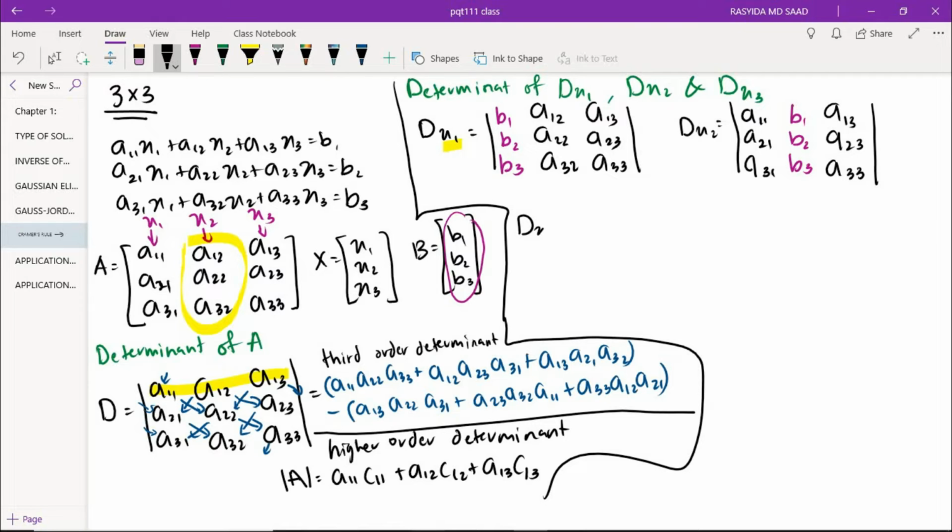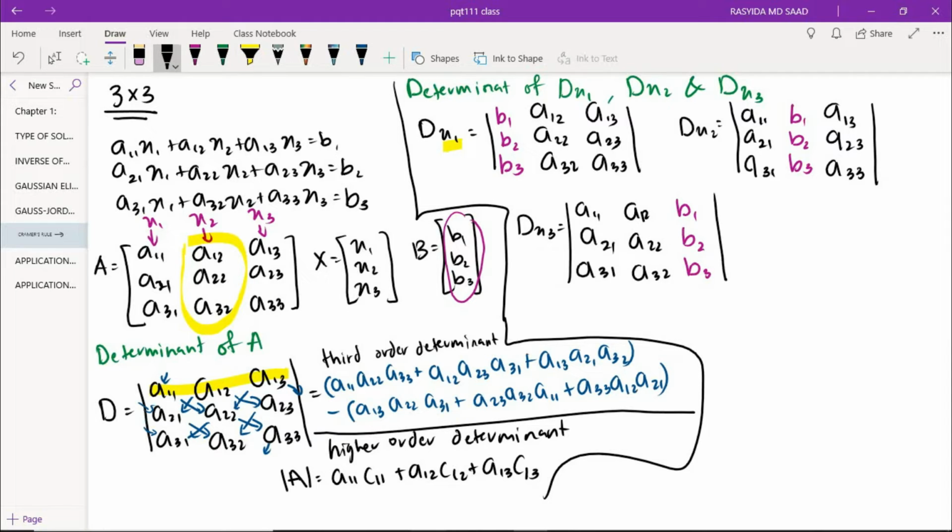And how about x3? The first column is still the same, because now we want to find x3, so we need to substitute matrix B into the third column. The first column is similar to the original one: a11, a21, a31, then a12, a22, a32, and then this one will be b1, b2, and b3.